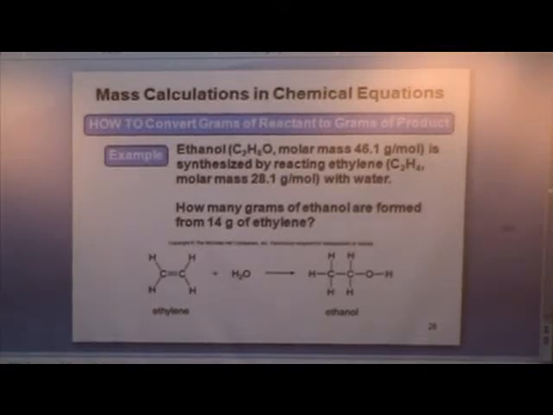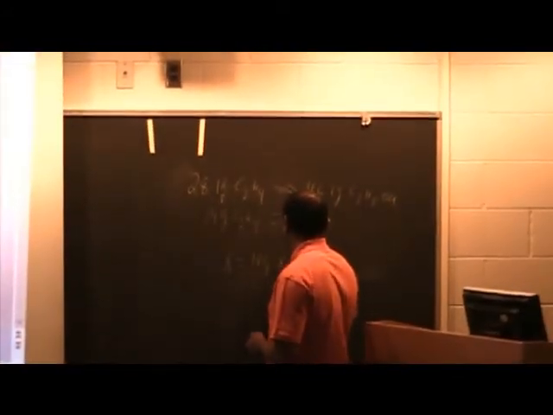28.1 grams of ethylene, which is C2H4, provides me how many grams of ethanol? 46.1 grams of ethanol, C2H5OH. So it'd be 14 grams. 14 grams of ethylene, C2H4, provides me how many X grams of ethanol? This is said to be a mass-to-mass ratio. So X will be what? 14 grams times what? 46.1.